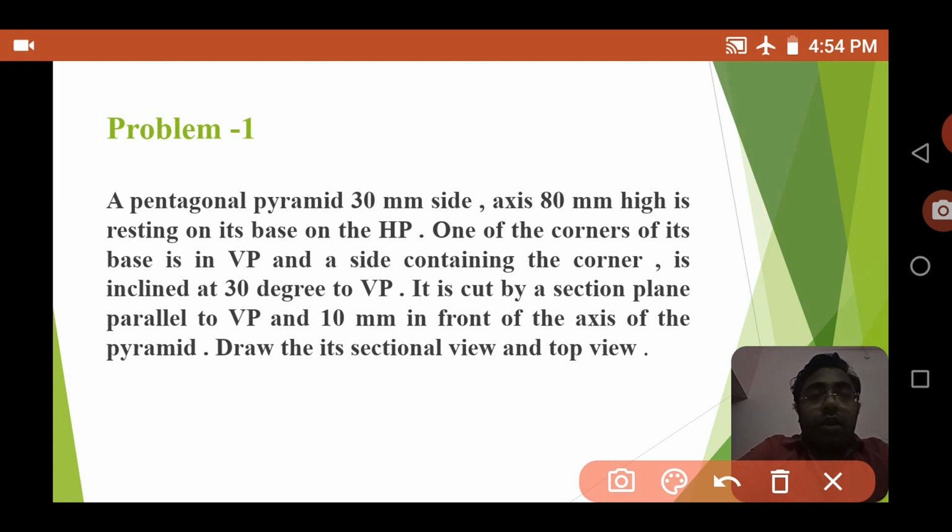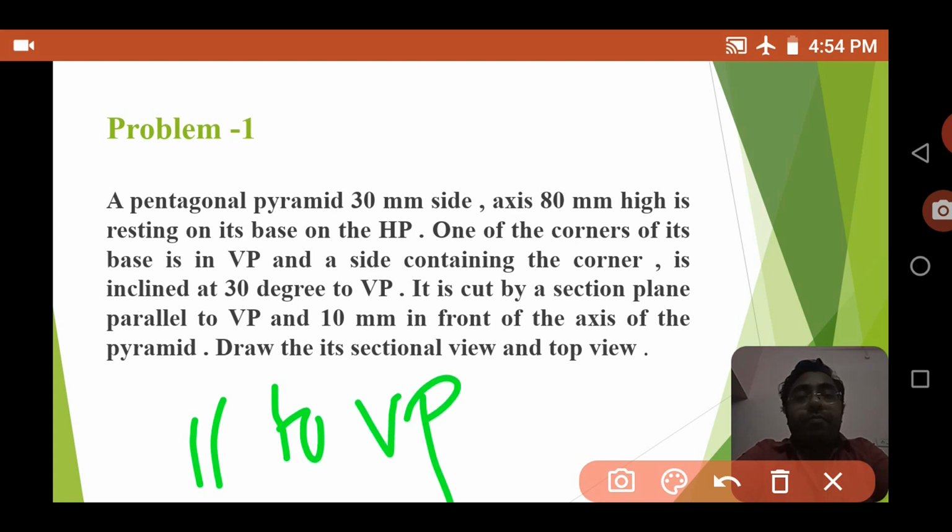Now the cutting section plane is parallel to VP and 10 mm in front of the axis of the pyramid. So there will be an axis, and the plane is 10 mm in front of the axis of the pyramid.